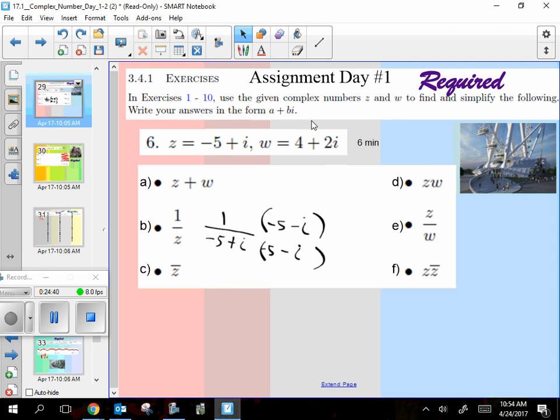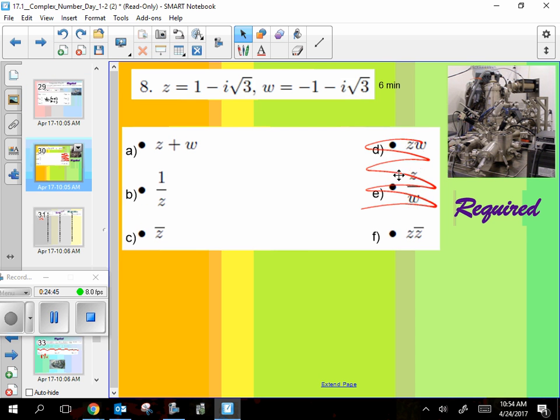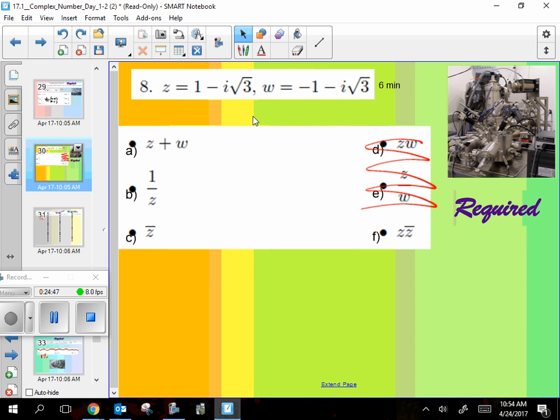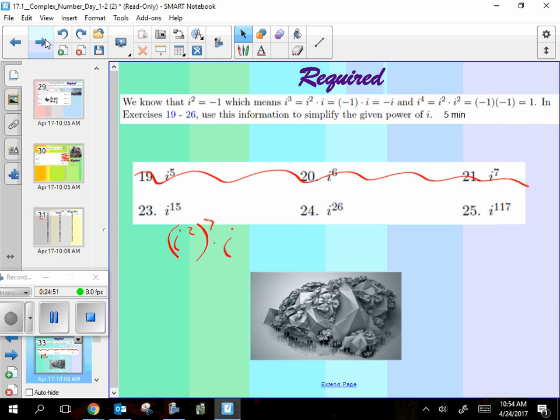We're doing the first page here, the pink page, all of them. Here we are skipping D and E. Those are the only ones I want you to skip. And then doing all of these, and then we're skipping 19, 20, and 21. And I gave them a little help with number 23 there. That's all I got for you for today.